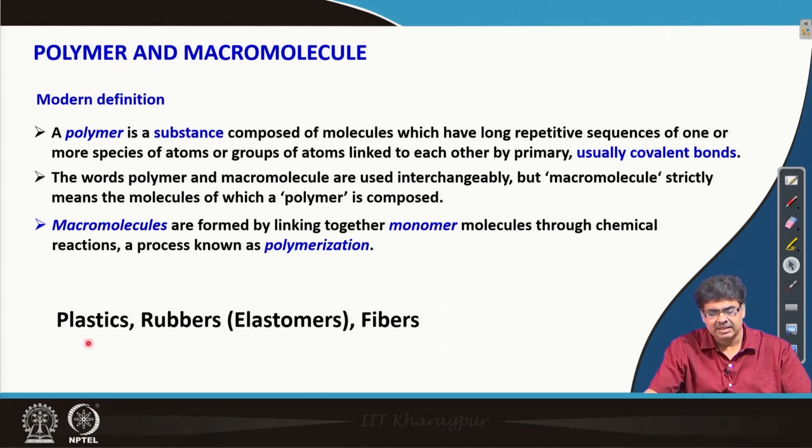Now, you will also hear several terms simultaneously, like plastics, rubbers or elastomers, and fibers. The term plastics is very commonly used for describing polymers. When people talk about polymers, they generally refer to plastics. It is true that all plastics are polymers, but the reverse is not true, not all polymers are plastics. These terms, plastics, rubbers, fibers, actually have different meanings and are defined based on their properties, their mechanical behaviors, and we'll describe it briefly at the end of the next lecture when we classify these things.